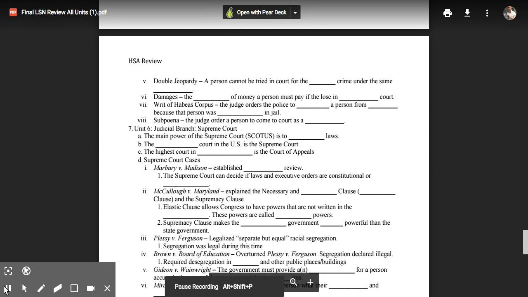This is the end of the first part of Unit 6, talking about civil and criminal law. The next part is the Supreme Court of Unit 6.